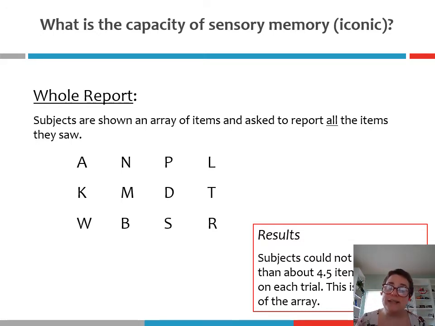Okay? So with these results, at least at first blush, what they suggest is that the capacity of iconic sensory memory must be really, really small, right? We must not be able to hold very much information in our sensory memory at one time.